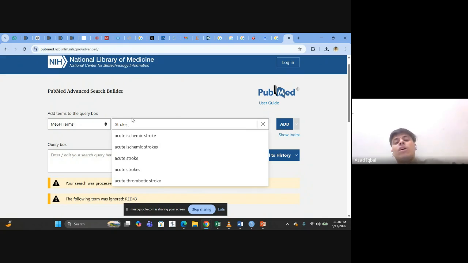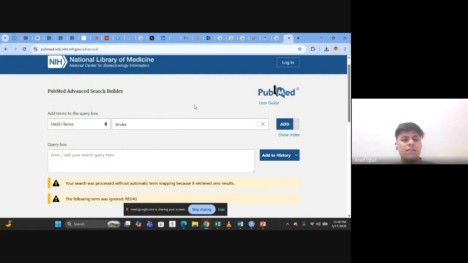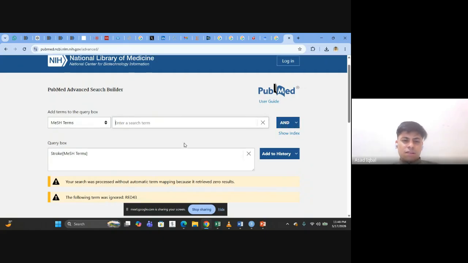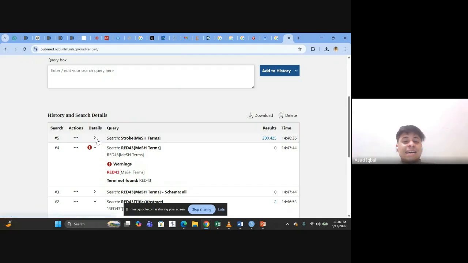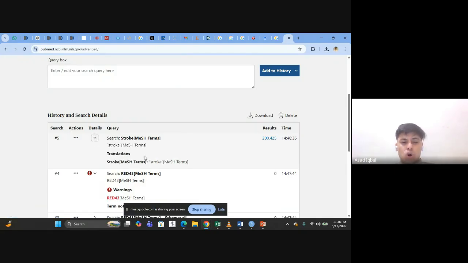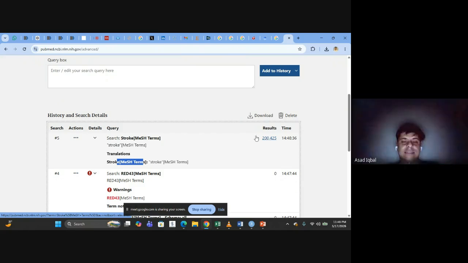This is the main word. MeSH actually stands for Medical Subject Heading. Red 43 is too deep down a thing. So now you see, when you are searching stroke specifically as a MeSH term, how many articles do you have? You have about 2 lakh results.